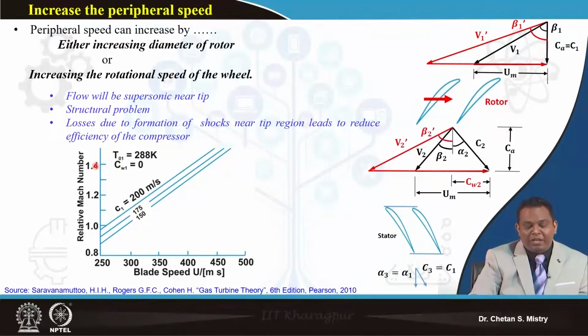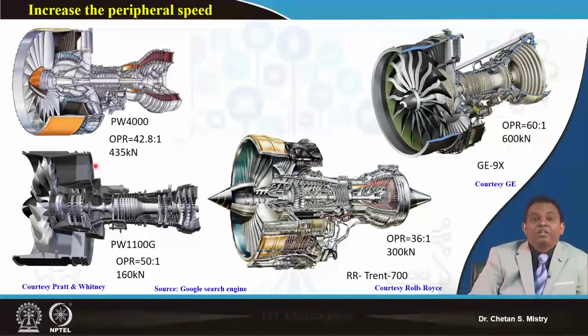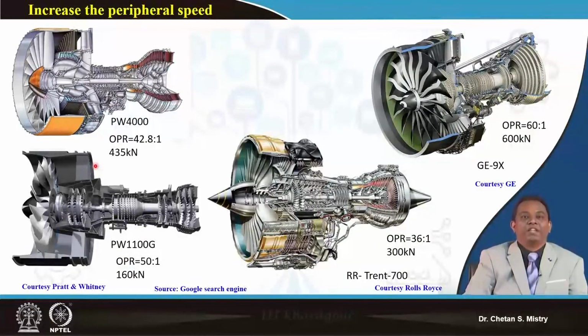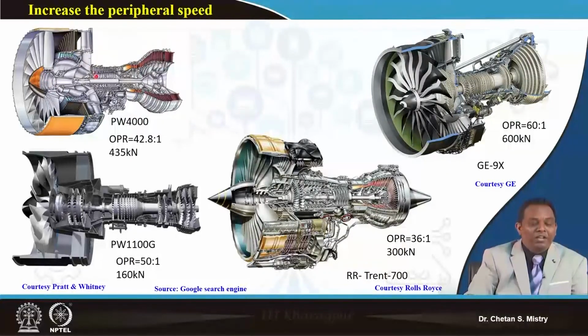Now what are people working on at this moment? These are different engines by different companies. This represents the Pratt & Whitney 4000, which has an overall pressure ratio of 42.8, and thrust of roughly 435 kilonewton. Here this is my fan, which has a pressure ratio roughly in the range of 1.4 to 1.6. This is my LP spool, this is my HP spool. The HP spool is connected with my HP turbine, and my LP spool and fan are connected with my LP turbine.